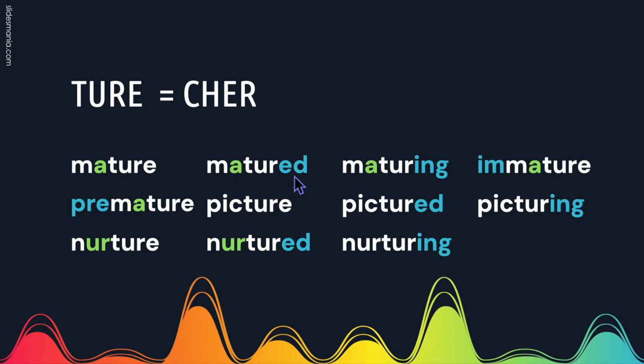Mature. We can add suffixes to the ends of words with CHER. Matured. Notice that when we add the suffix ed, we drop the E from the word mature because we don't want a double E. Maturing, immature, premature, picture, pictured, picturing. UR says er. Nurture, nurtured, nurturing. Notice how being able to spot prefixes and suffixes at the end or the beginning of long words makes them easier to read.